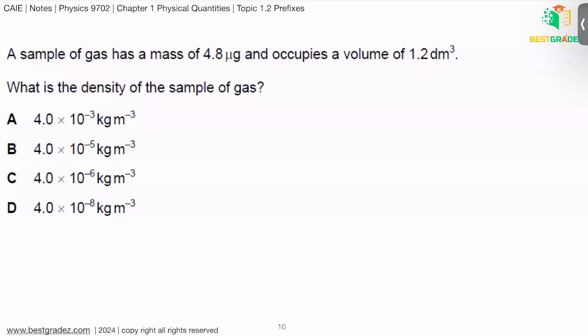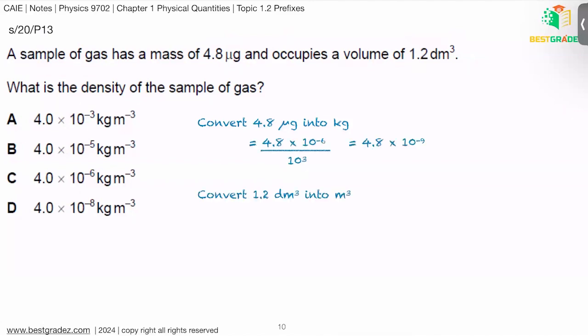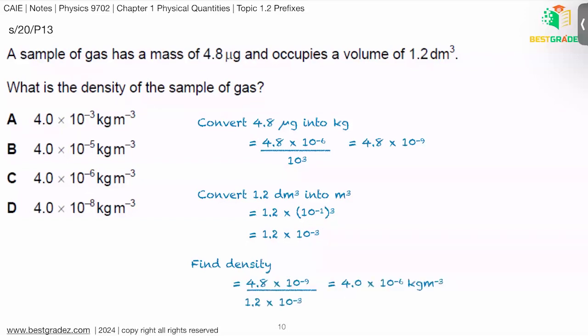What we have to do is, they want kilogram and meter cube, so we have to convert this into kilograms and this into meter cube. We'll do it individually. 4.8 micro into kilo, so multiply by 10 power minus 6, divide by 10 power 3. This is in kilograms, and in dm cube we're just removing deci but we have to take the cube. There's no division because we don't have any prefix. We are just removing a prefix. This is a volume, and when you divide mass over volume, you get 4.0 into 10 power minus 6. C is correct, you're right.